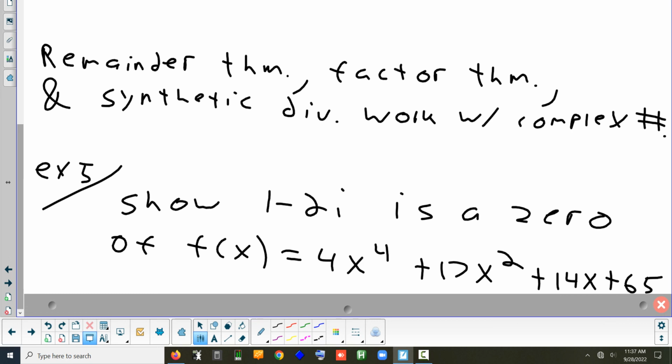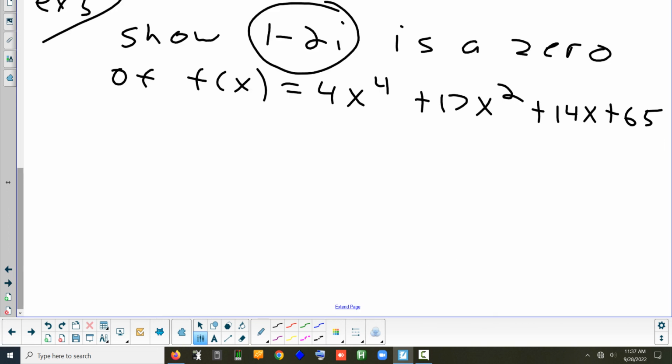Okay, so to show that 1 minus 2i is a root, we're going to divide through synthetically by it and hope that we get a remainder of 0. When we do this, you're going to want to leave a little bit of room to do some scrap work off to the side, because there are some calculations we have to do outside of the synthetic division, because the multiply step is not as easy. It ends up being a FOIL every time. So you've got 1 minus 2i on the outside. Fill in your coefficients: 4, 17, 0, 14, 65.